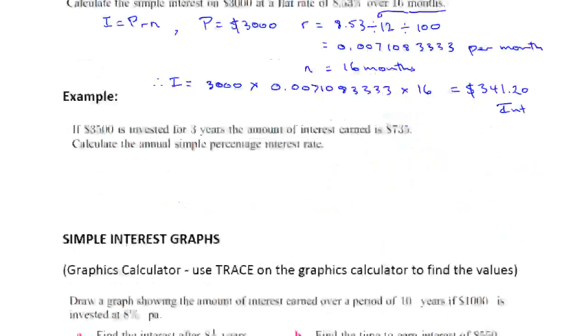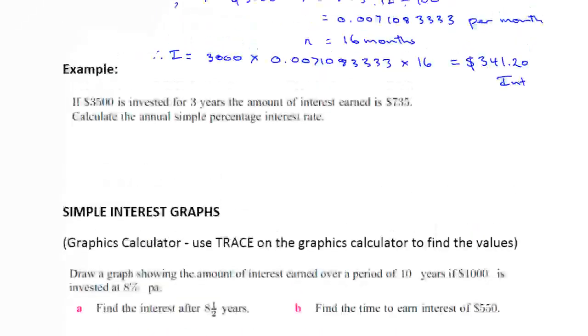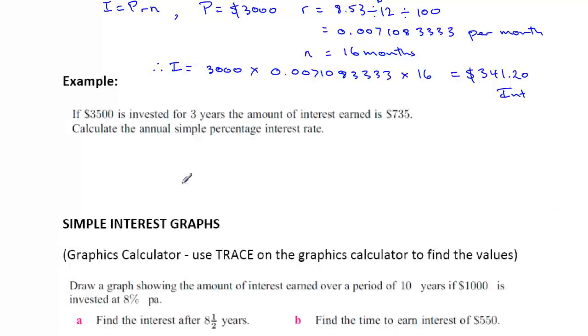Okay, now one last question. We'll look at simple interest graphs in a later lesson, but let's have a look at this last question. We've got $3,500 invested for 3 years, and the amount of interest is $735. What must be the interest rate? All right, so let's start with our formula. I is equal to PRN. Now let's substitute in what we know. The amount of interest is $735. We don't calculate that. That's given to us.